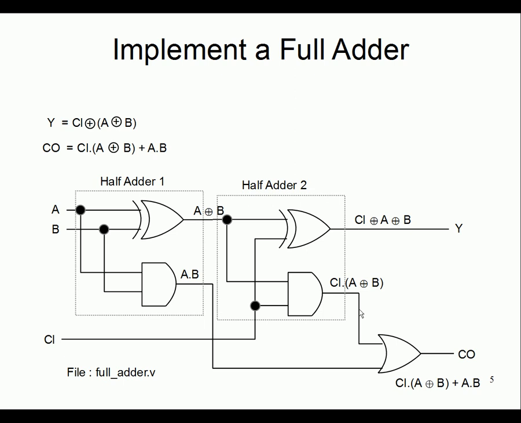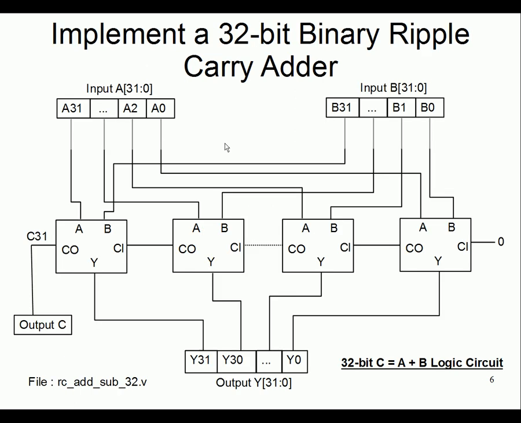Add a test bench for this full adder and test it. You don't need to write testing conditions and stuff like that. Just drive the inputs A, B, and carry in with different conditions. So 8 conditions will be there, and you just observe in the waveform viewer that you are getting a correct answer out of Y and CO of the 1-bit full adder. Once you do that, now let's do a 32-bit binary ripple carry adder.